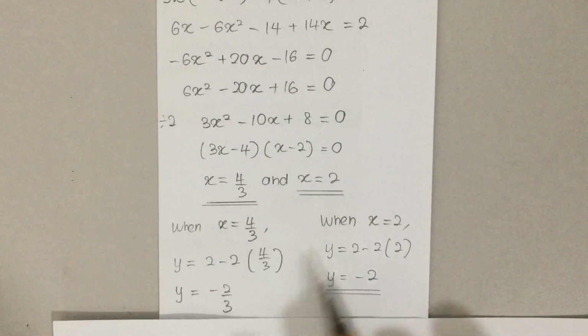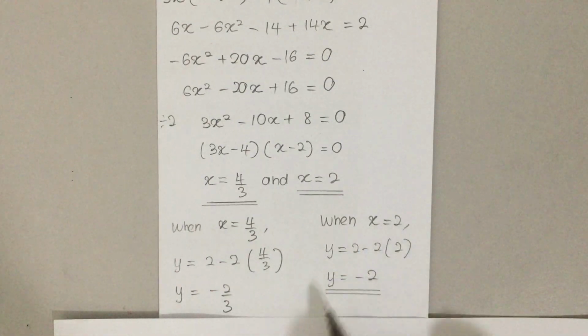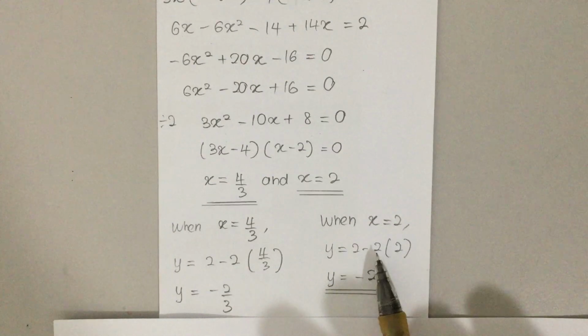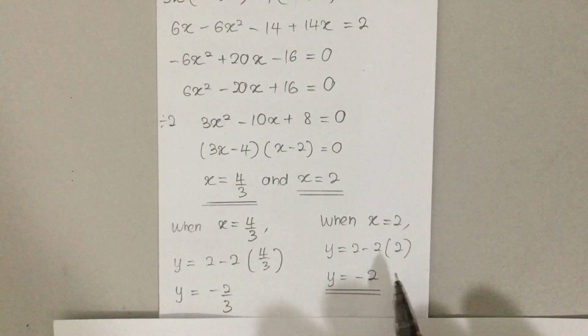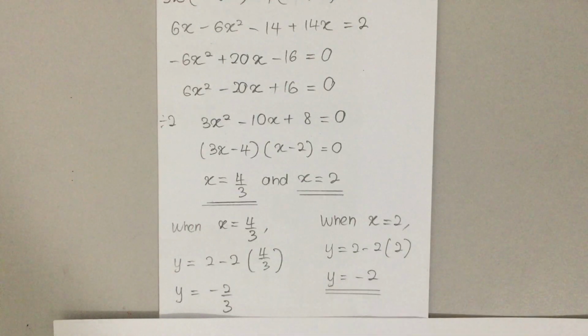Similarly for the other side, when x equals 2, y equals 2 minus 2 times 2. So you get 2 minus 4. Therefore your answer will be y equals negative 2, guys.